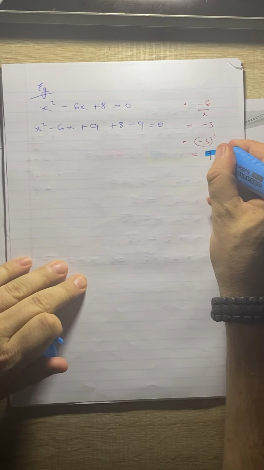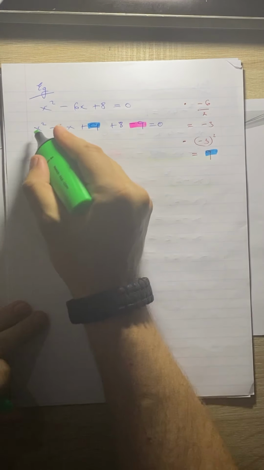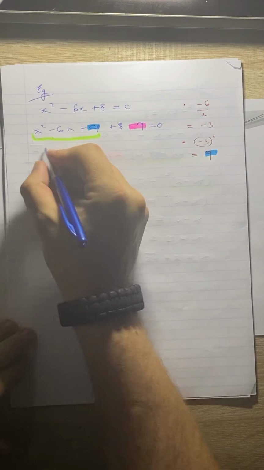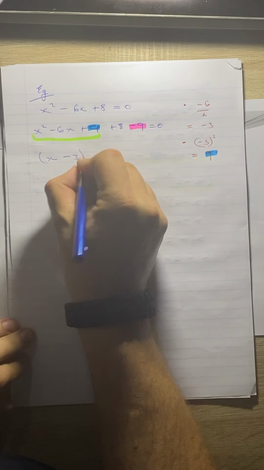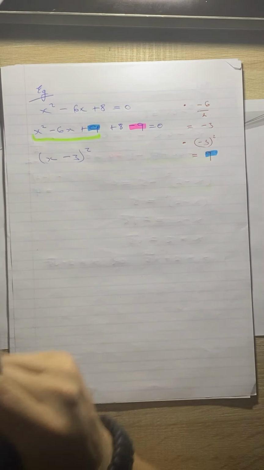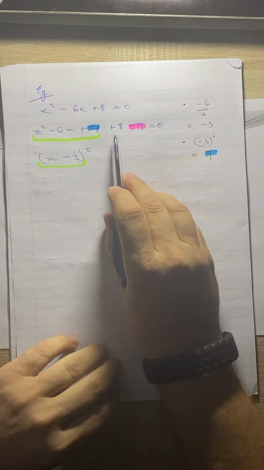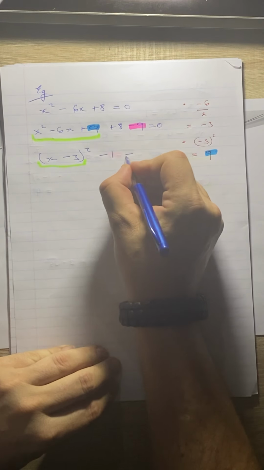So we added it in from here, and then we took it away. Now what have we done there? We have created a perfect square. So x and whatever we squared, minus 3 squared. And that was this green bit here. That gave us that perfect square. Then we've got 8 minus 9 is minus 1.